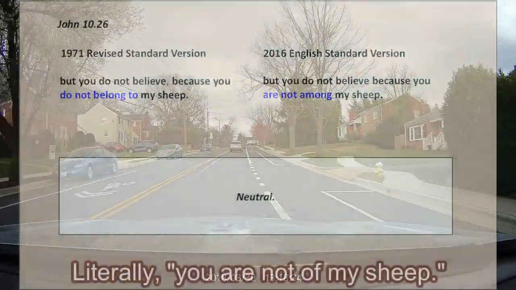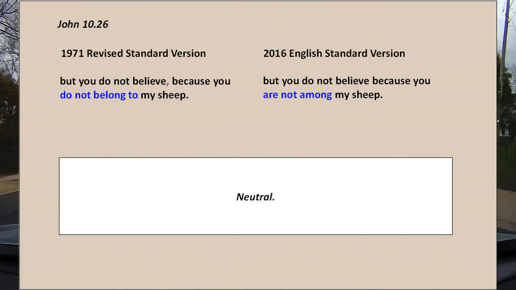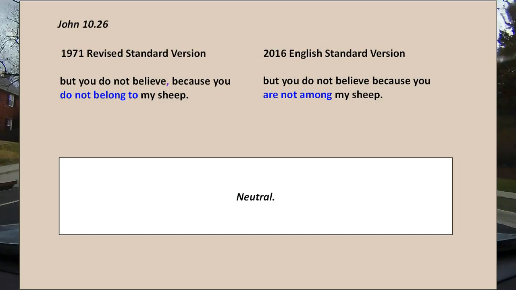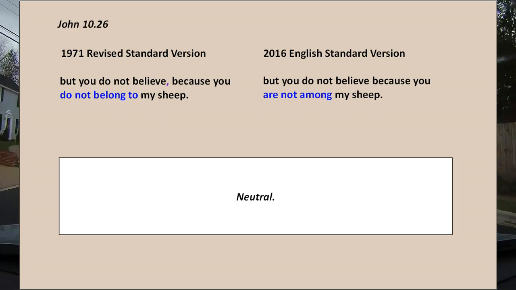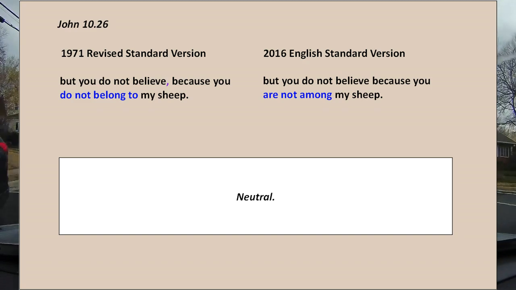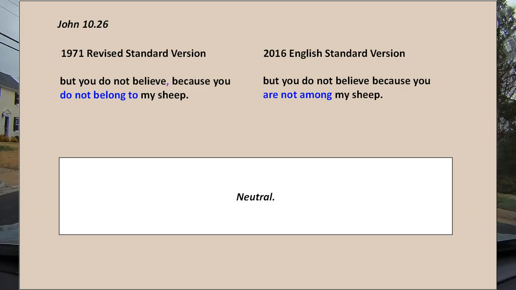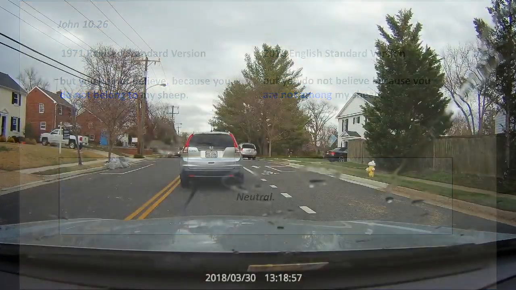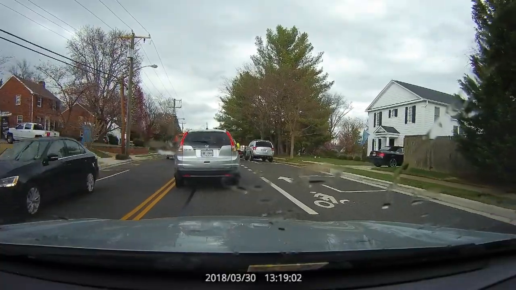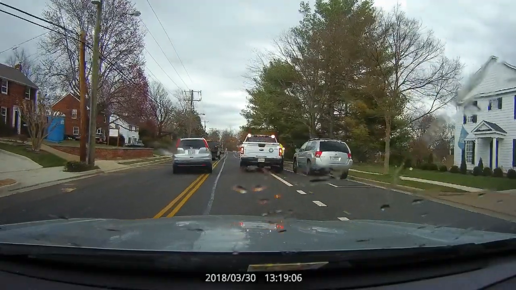John 10:26 says, "You're not among my sheep," and that's the reason you don't believe. It doesn't say, "You're not among my sheep because you don't believe." But there's no difference here in terms of the meaning. I was taught that you always put a comma before a phrase that begins with because, but the English language changes. I would say this is a neutral change.